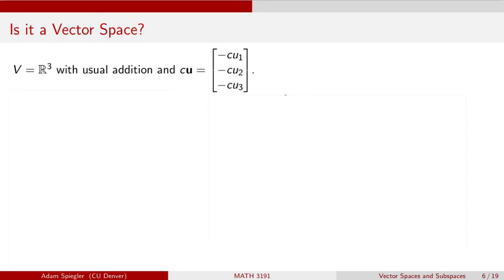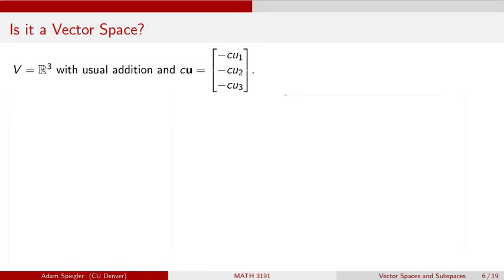Okay, everyone, so in this video, let's take a look at a set of objects V, which is going to be all of R3. And we're going to use the usual vector addition with vectors in R3, but we are going to define scalar multiplication a little bit differently, in that we're going to take C times U to be actually apply minus C. We're going to multiply each component of U by minus C. Okay, so C times U would give us minus C U1, minus C U2, minus C U3.